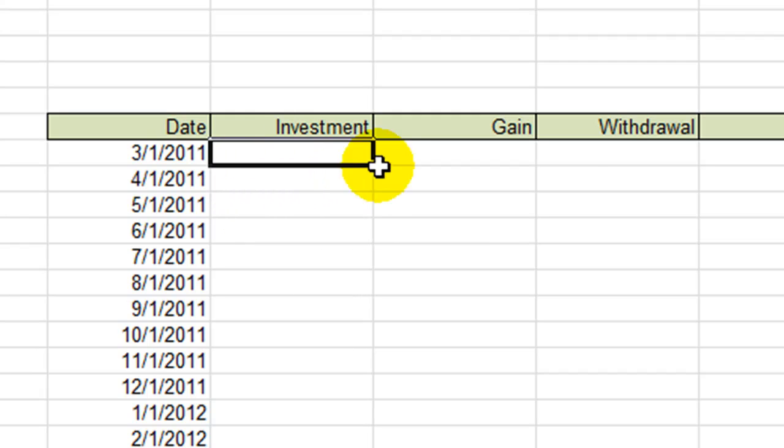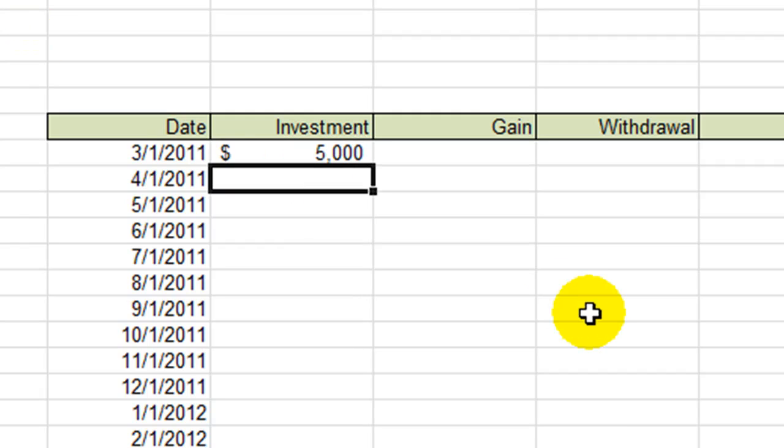Now, I'm going to start to set this up. The first row is probably the toughest, but it gets easier after that. So making this for 30 years is really not any more difficult than making it for 10 years. Okay. Now my first investment is going to be 5 grand. I'm not going to type in the 5 grand manually. I'll click equals and click on the cell that contains my original down payment.